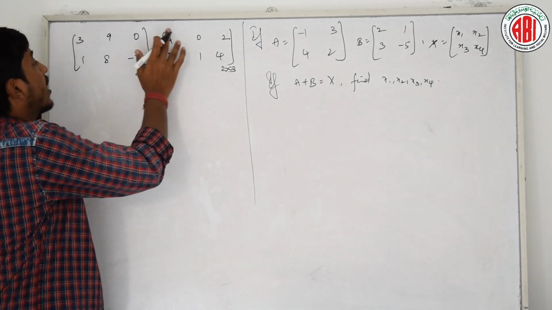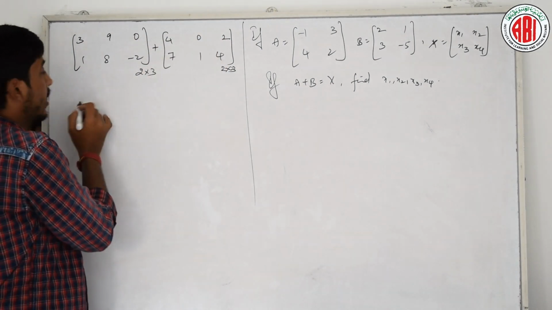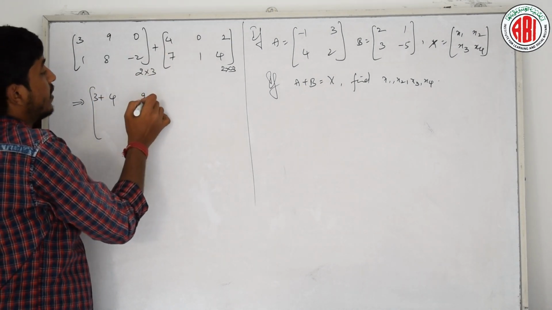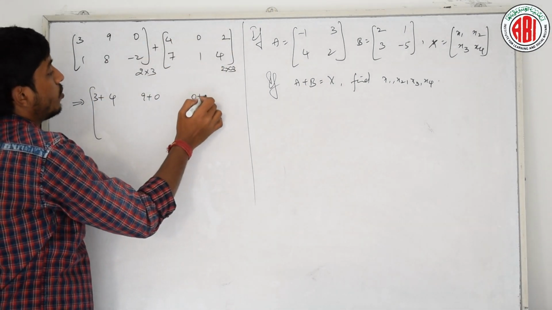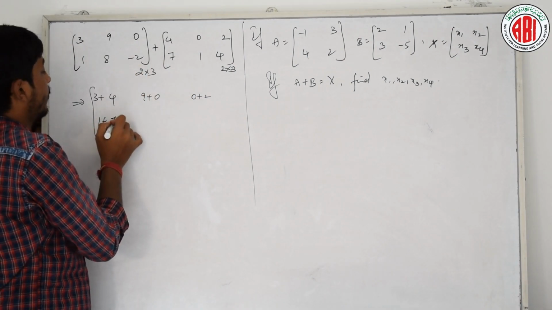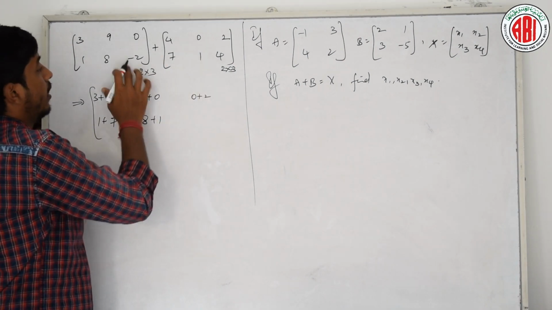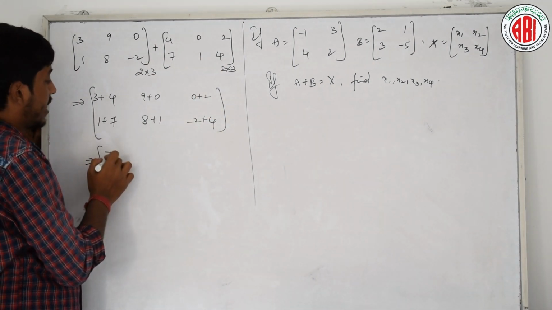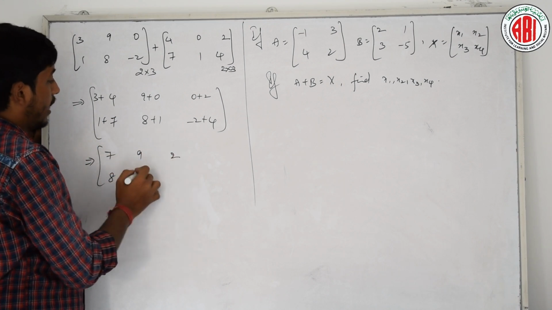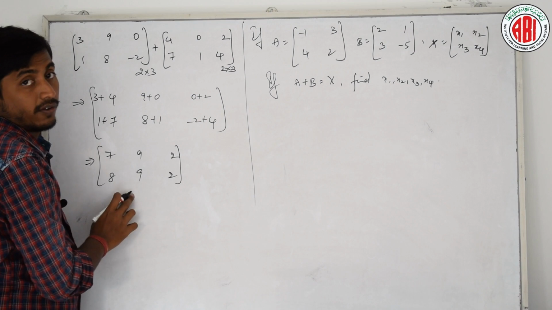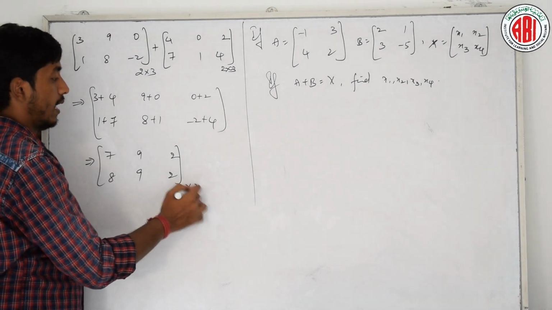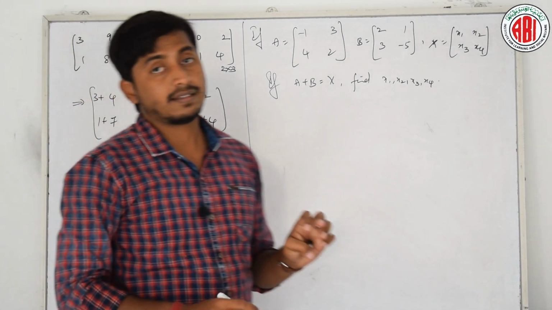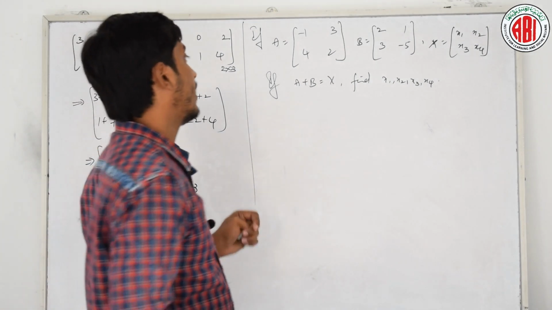Therefore, we can directly add the corresponding elements. Okay, just add it: 3 plus 4, 9 plus 0, 0 plus 2, 1 plus 7, 8 plus 1, minus 2 plus 4. 3 plus 4 is 7, then 9, 2, 8, 9 and 2. What is the order of this? Again 2 by 3. The result of an addition will be of the same order as the matrices in the question. Okay.